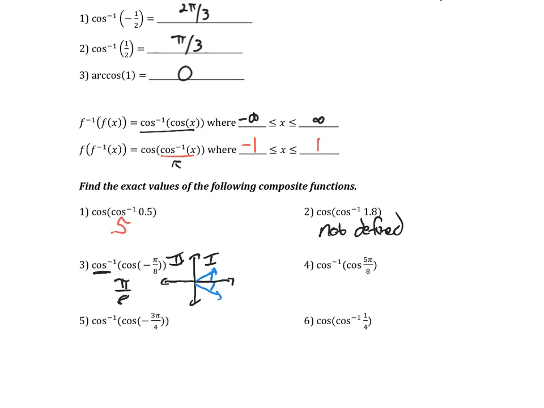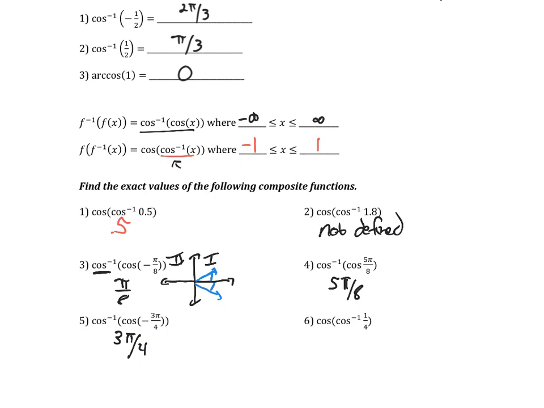In problem 4, inverse cosine of 5 pi over 8. 5 pi over 8 is in the range of inverse cosine, so your answer is just going to be 5 pi over 8. For number 5, negative 3 pi over 4 is not in the domain. So what angles in quadrants 1 and 2 would give me the same ratio as negative 3 pi over 4? Well, that would be positive 3 pi over 4, because that's in quadrant 2. Negative 3 pi over 4 is in quadrant 3.